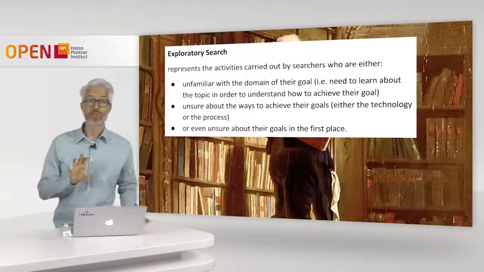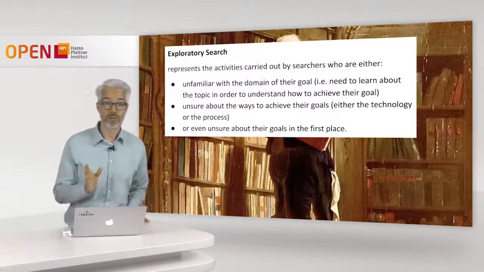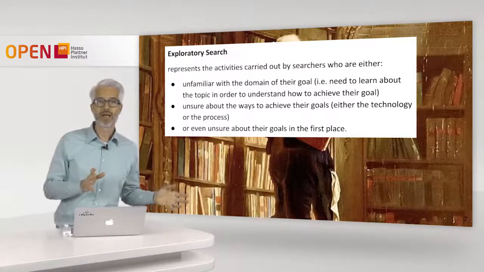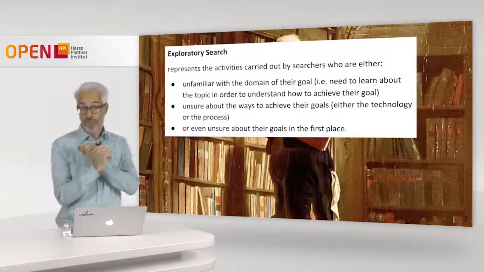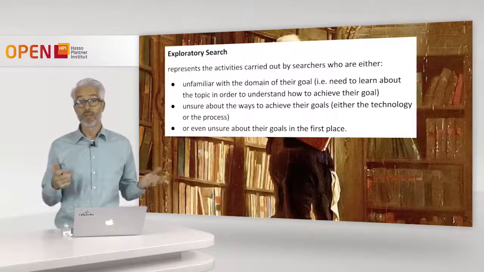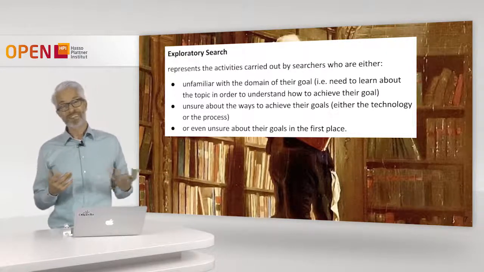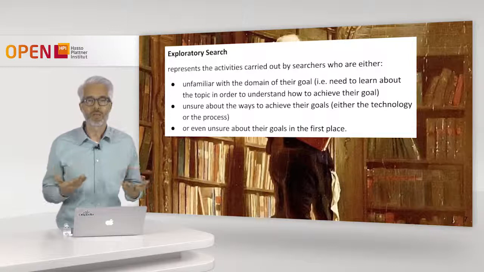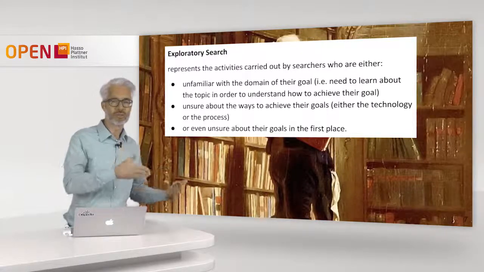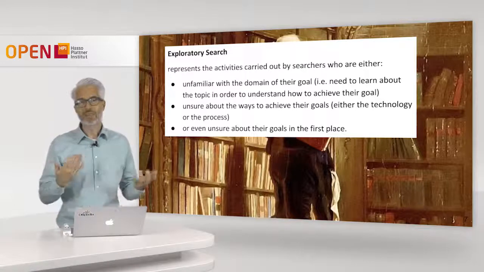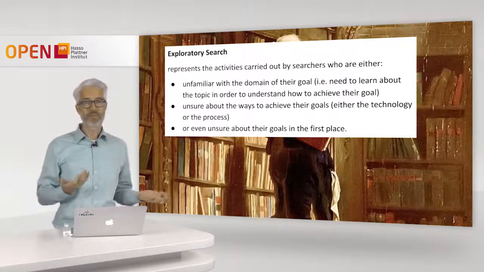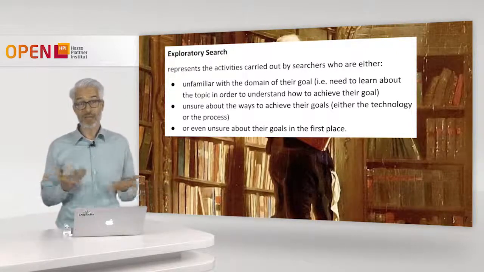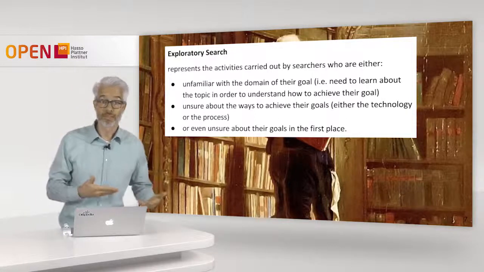For this, first we have to understand the concept of exploratory search. So what is exploratory search? Usually exploratory search represents the activities carried out by searchers who are either, first, unfamiliar with the domain. So if I don't know about the domain of my search goal, it's difficult for me to formulate the search goal. So I need to learn about the topic in order to understand how to achieve the goal. So if I have no idea about, let's say, early science fiction novels and about the writers there, but I'm interested in them, and I lack the vocabulary to name that, I have to learn about that.